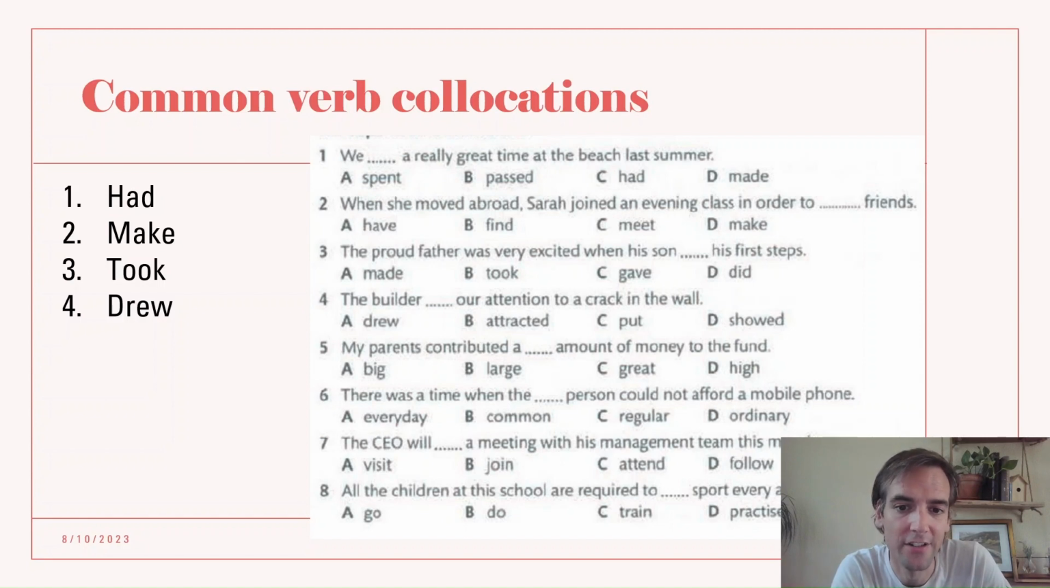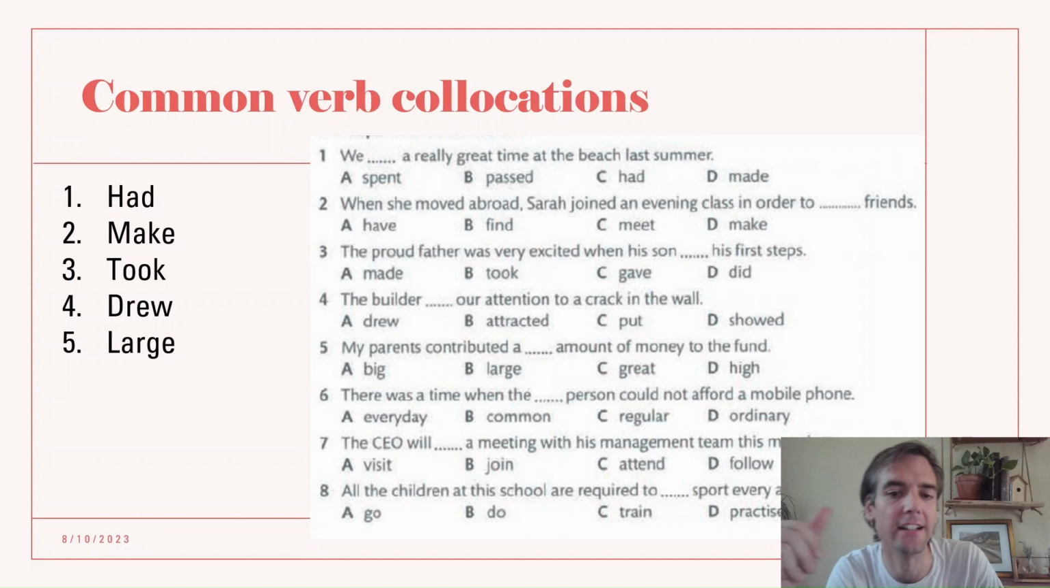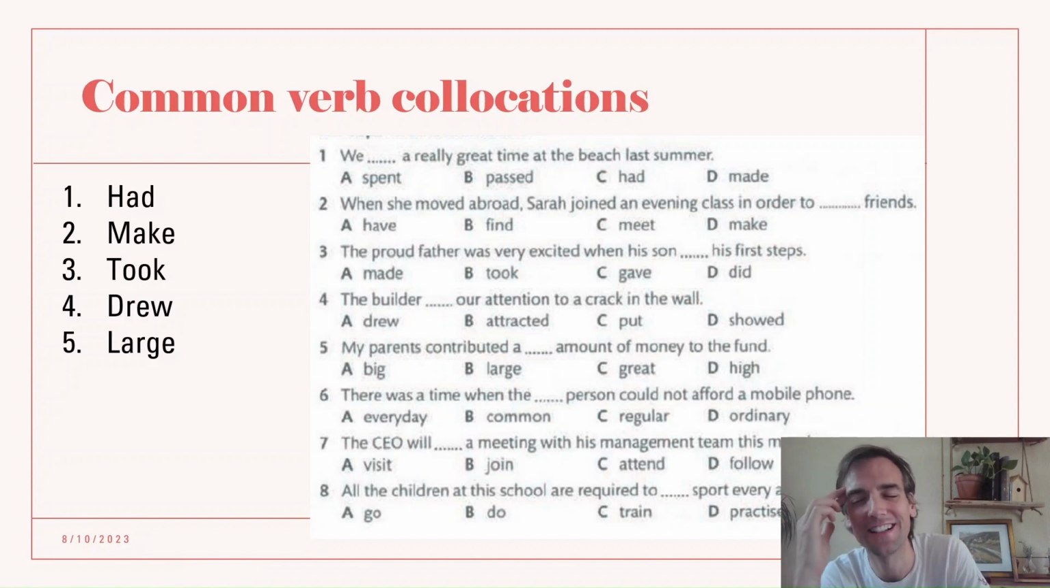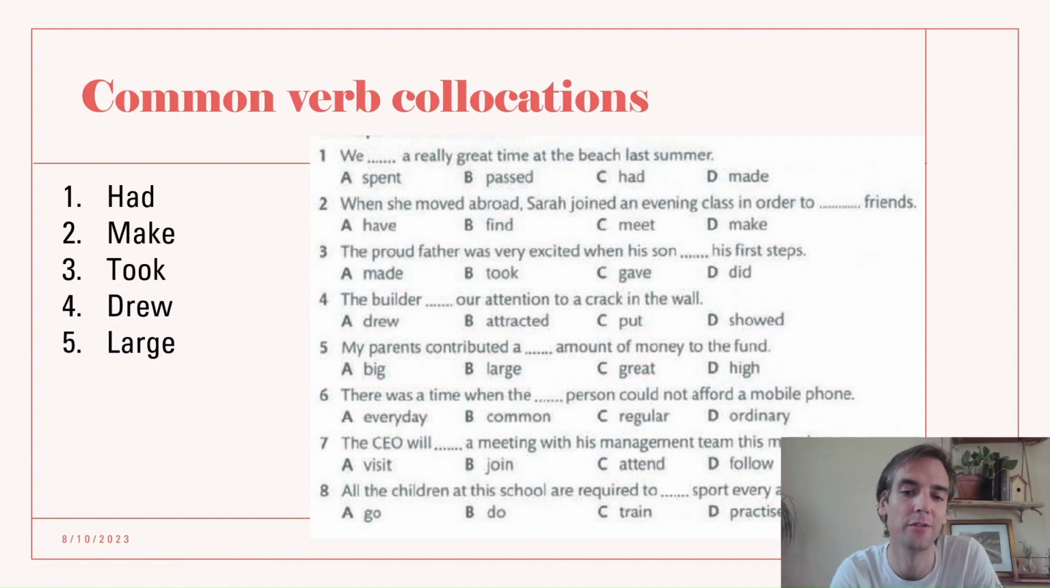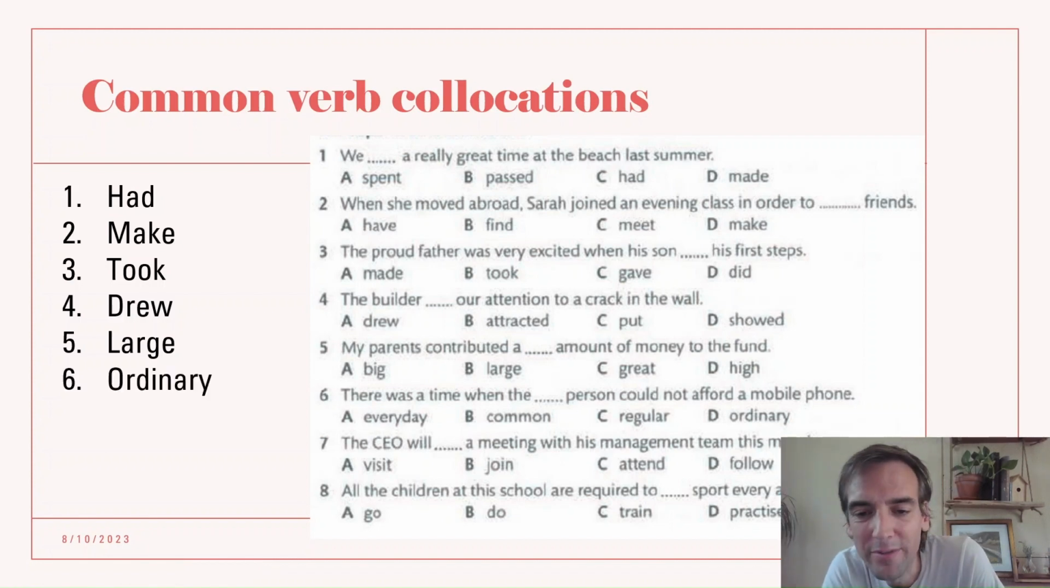Some adjectives: large amount. This is just what sounds best. It's the most common way of saying it. The other ones, a big amount, I don't think it's grammatically wrong, but large amount is the common way of saying it. They want to know that you know the common way of saying it. 6 is similar. You don't want to think about this too much, because when I start thinking about it too much, they all sound possible. But for the ordinary person, this is the one that sounds most normal.